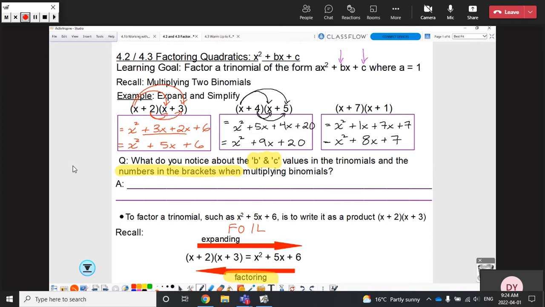You got 5, 6, 2, and 3. Okay. How about 9 and 20? 4 and 1? Isn't that weird? What's going on? The b. And then what about the c value? Folks, do we have an answer? Did you chat about it? Is that enough time? What do you notice?